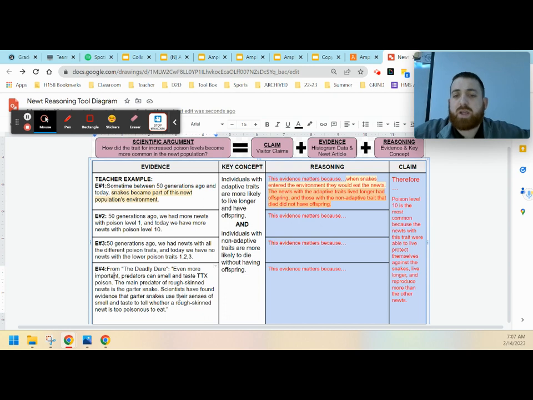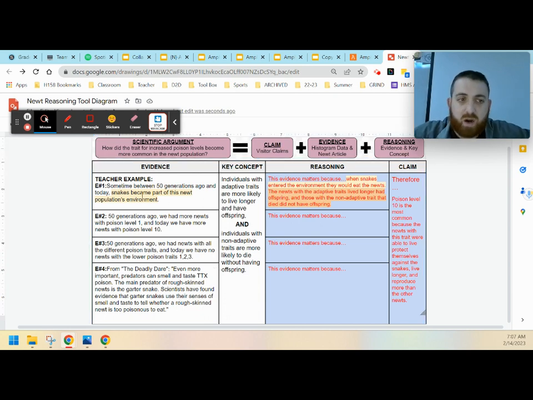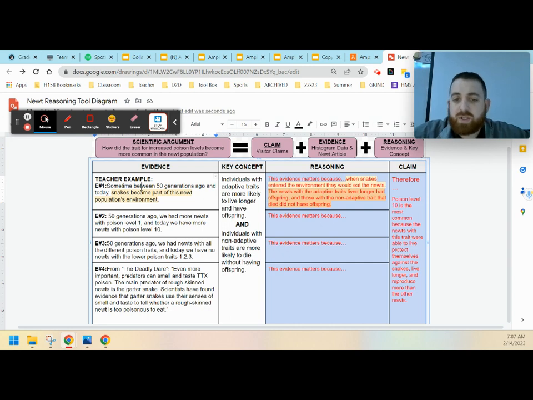So what we're going to do here is we're going to look at how we create and complete our reasoning tool, where we take our evidence and we use it to support our claim by connecting it to our key concept. So in the reasoning section here, you're going to see that I connect this part of my evidence to my key concepts here. And I do that in order to support this claim. So let's take a look at the evidence.